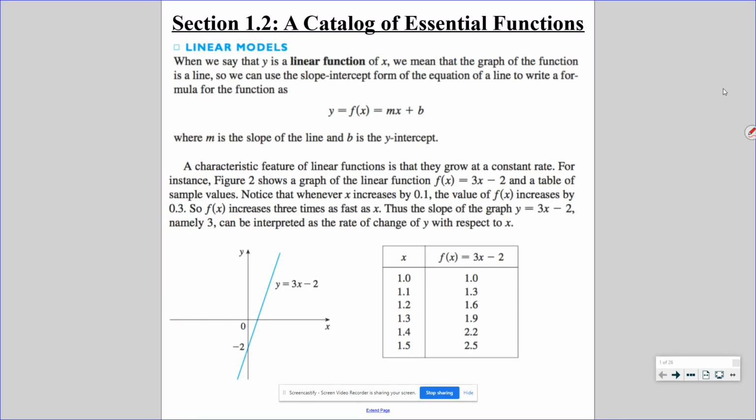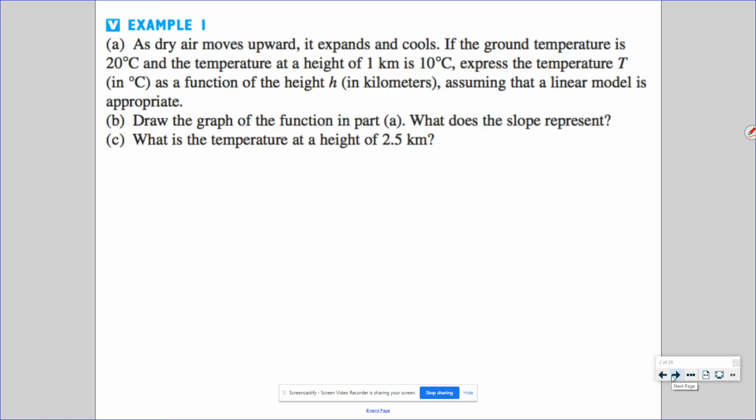The first one we're going to discuss briefly is a linear function. Just remember that functions that are linear have a constant rate of change, which means that their slope is a constant value, which means that they are straight lines. Okay, that shouldn't be new information to you. We're going to do an example just to remind you of some things you can do with linear functions.